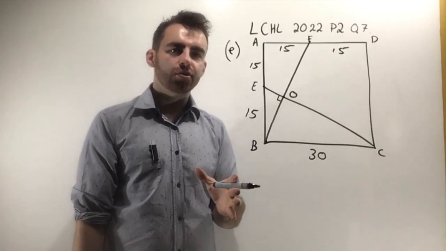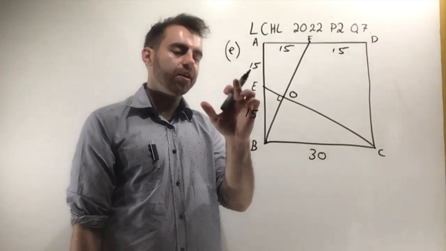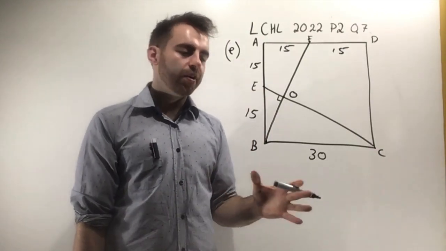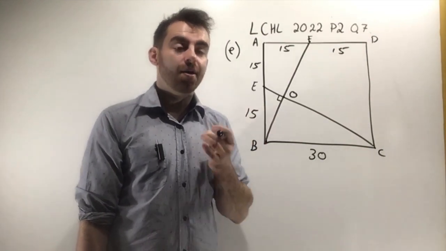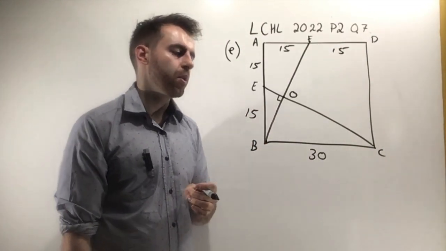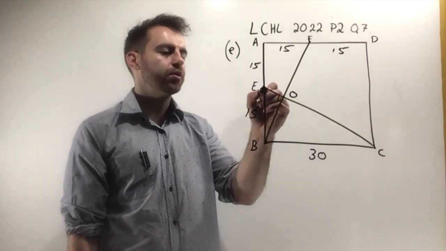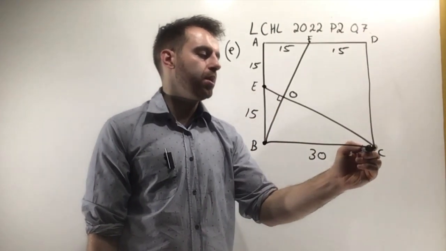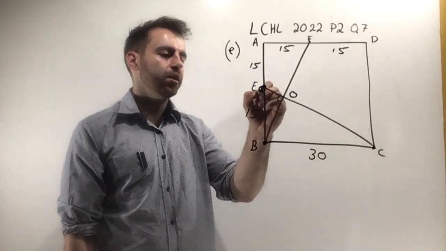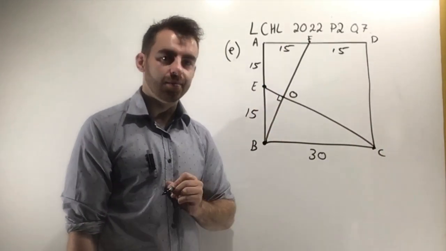We're asked to use similar triangles or trigonometry to find the distance EO. Now, as far as I'm concerned, the easiest way to do this is to use similar triangles, and we're also going to use some trigonometry. The first thing we're going to do is attempt to prove that the triangle EBC and the triangle EOB are similar to each other.